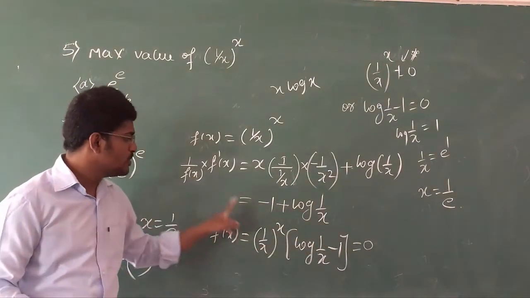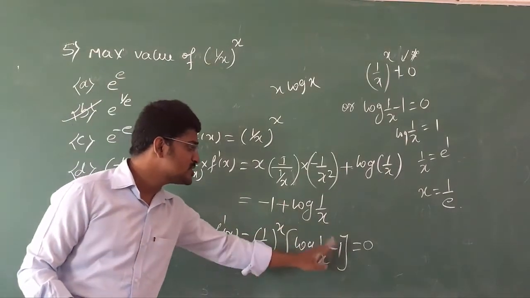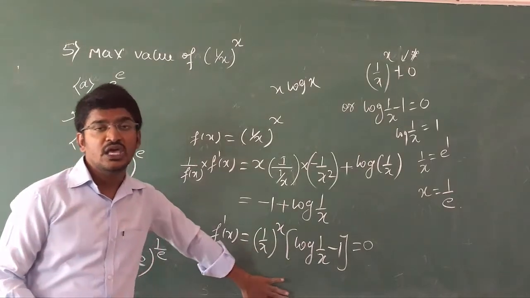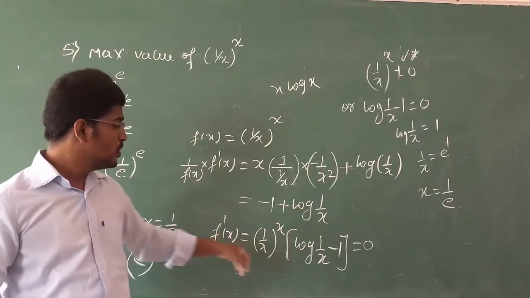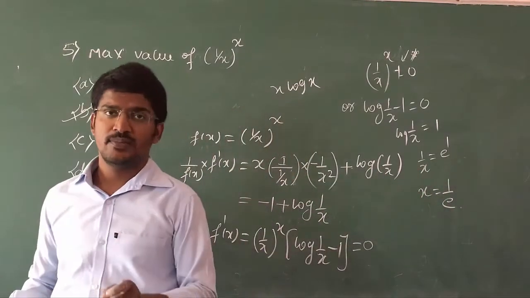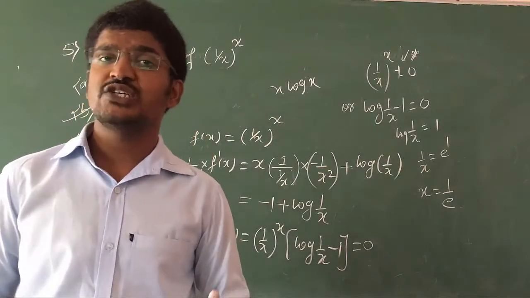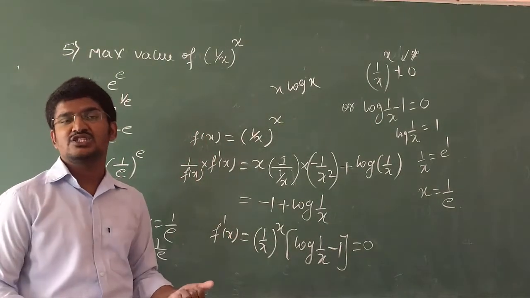This f of x will be multiplied to this term, 1 by x to the power of x, log of 1 by x minus 1 you are going to have. Here you have to equate this to 0. If you equate this to 0, x equal to 1 by e you are going to get. After getting x equal to 1 by e, you have to differentiate f double dash of x and check whether it is lesser than 0 or not.